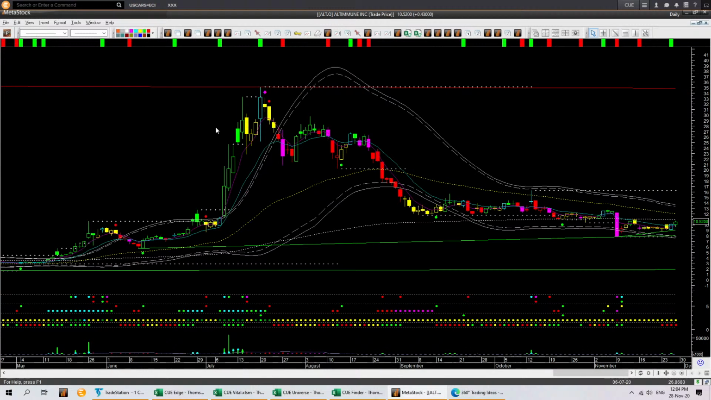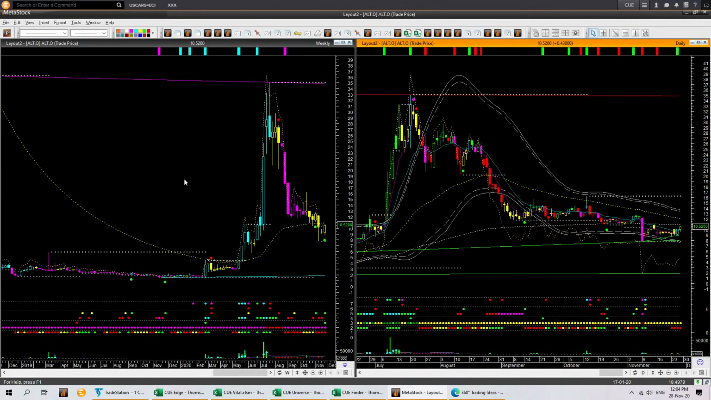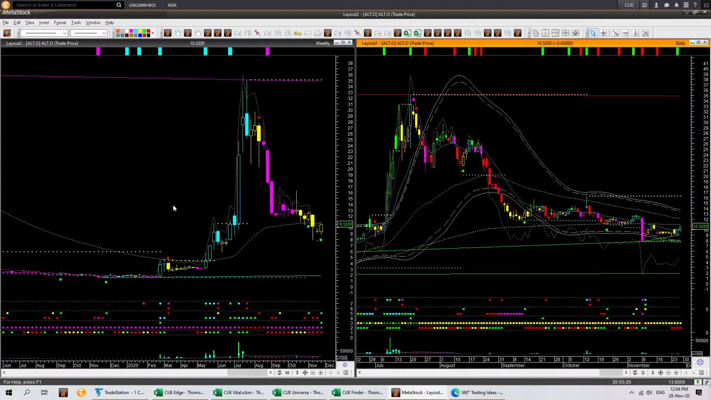The daily entry chart is looking pretty strong. Let's look at the weekly and daily together. The weekly earlier was languishing around 1.52 price level. Then it shot up to 35, pulled back, and now is starting to go up again.